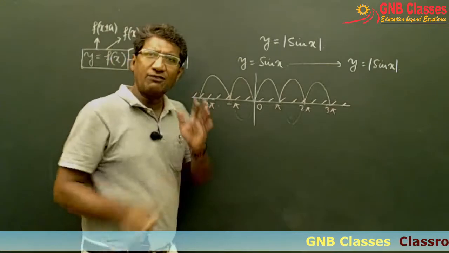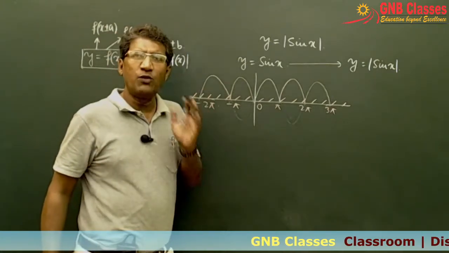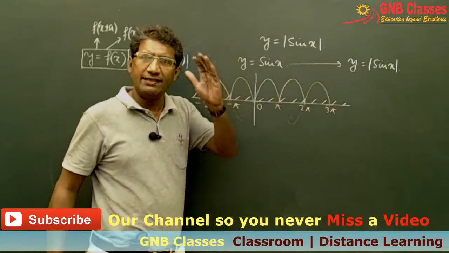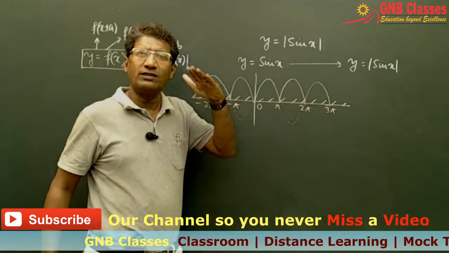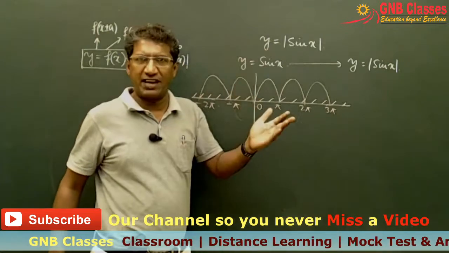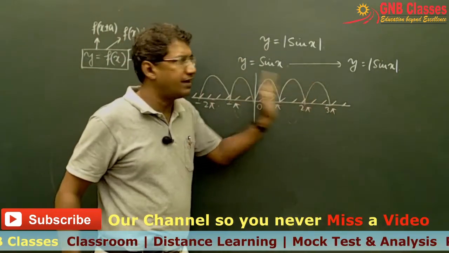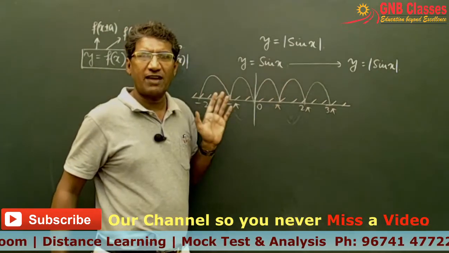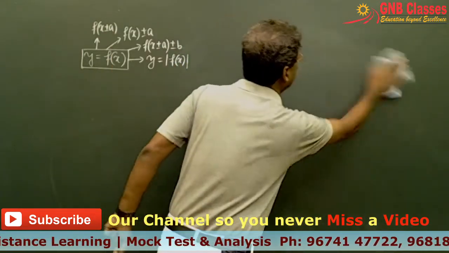Is it clear? So what I have told you, just remember: whenever mod of any function is given to us, draw the basic graph first and then put a mirror on the x-axis and take its reflection. Whatever graph you get is basically the graph of y equals mod of f(x). Is it clear?